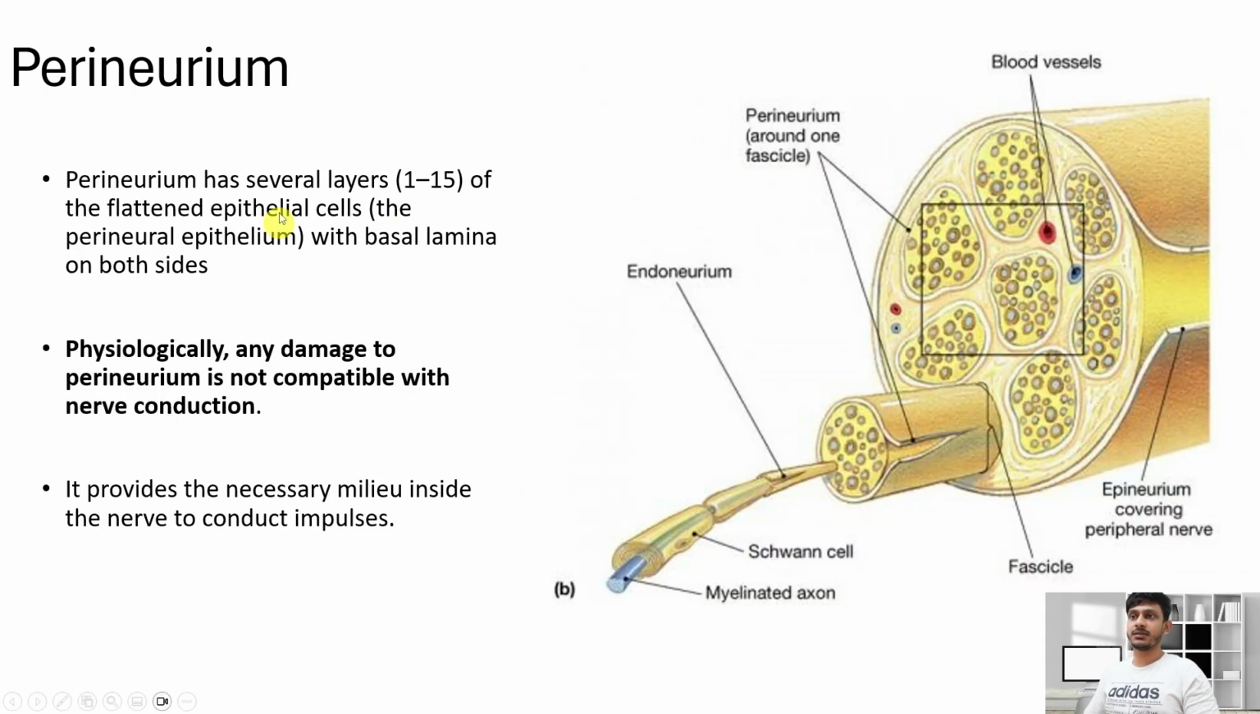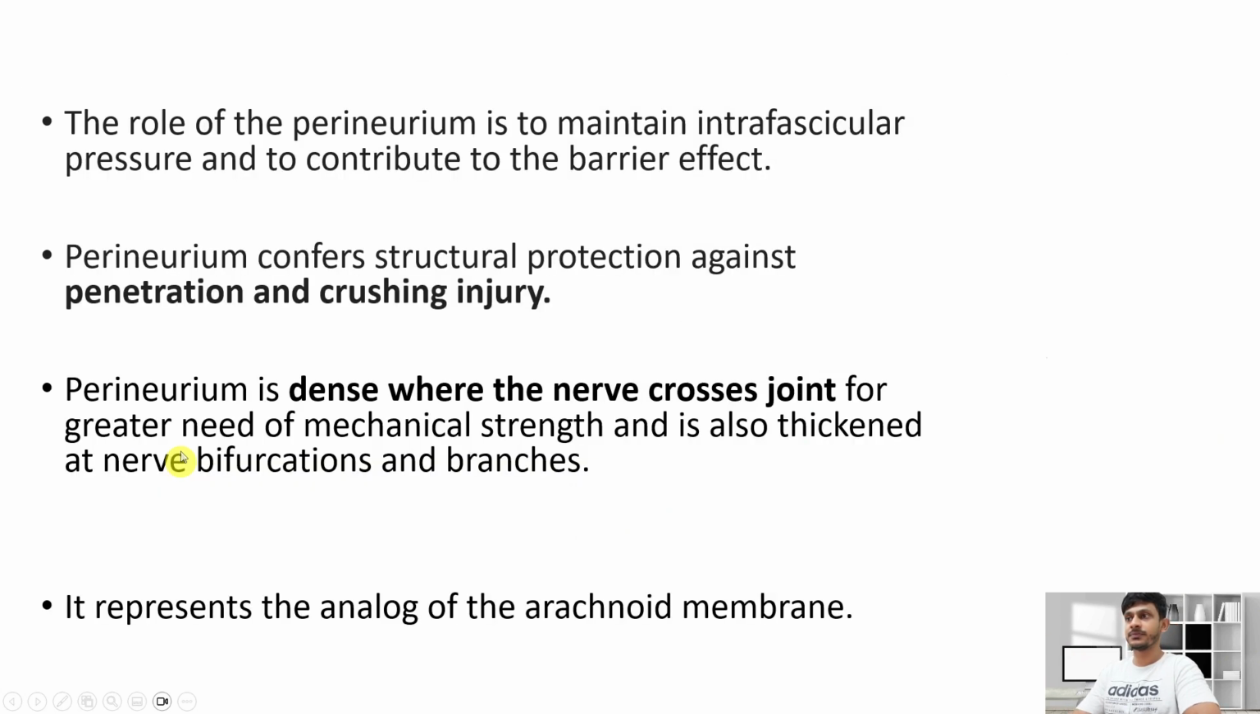Perineurium has several layers, about 1 to 15 of flattened epithelial cells, and it is the dense connective tissue covering one fascicle. So epineurium is the thing covering all the fascicles, the common fibrous coat, and also the loose connective tissue between fascicles. The connective tissue covering each fascicle itself is called the perineurium, and any damage to perineurium is not compatible with nerve conduction. So it provides the necessary milieu inside the nerves to conduct impulses.